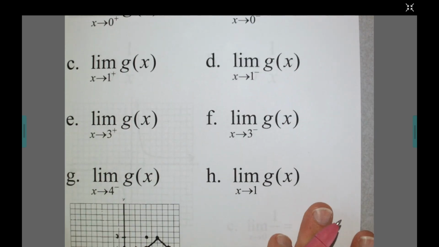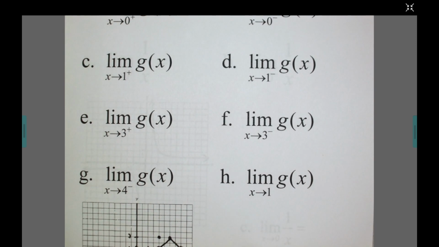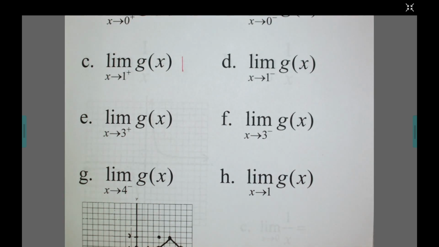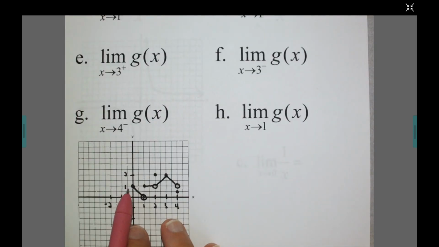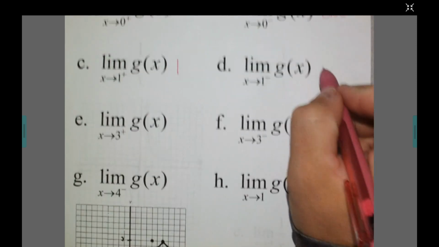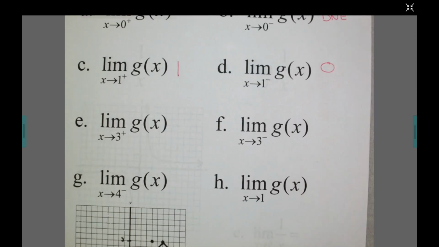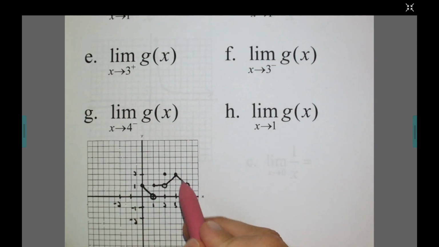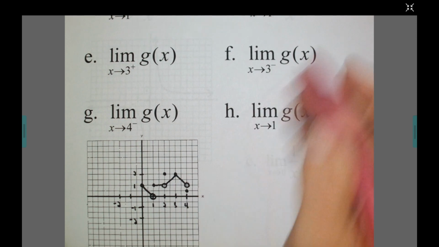1 from the right. So we go ahead and walk towards the next value 1 from the right. My y value is 1. Walking towards 1 from the left. We come from the left-hand side. We're approaching a y value of 0. We got 3 from the right. So I walk from the right-hand side towards 3. An x value of 3. We're going to get 2.